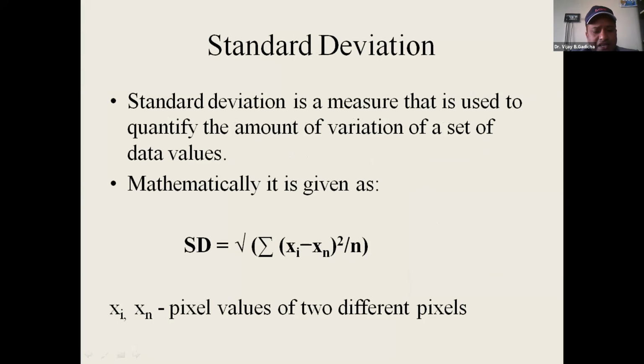Then standard deviation, which is again an important thing to look out for. Standard deviation is a measure that is used to quantify the amount of variation of a set of data values. Look, if you want to determine the difference between the two data values which I got, you need to operate standard deviation. Now, how can standard deviation be evaluated mathematically? It can be given as the square root of the summation of (xi minus xn) squared, divided by small n, which is the total quantity of the values belonging to a unique set or an obtained set.